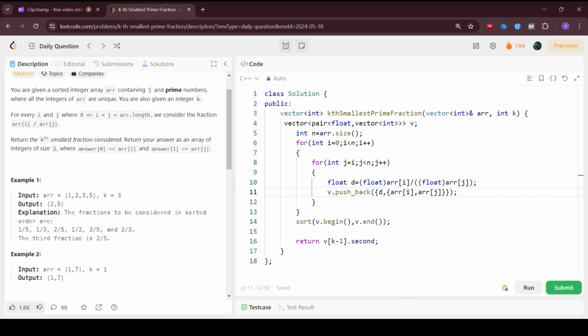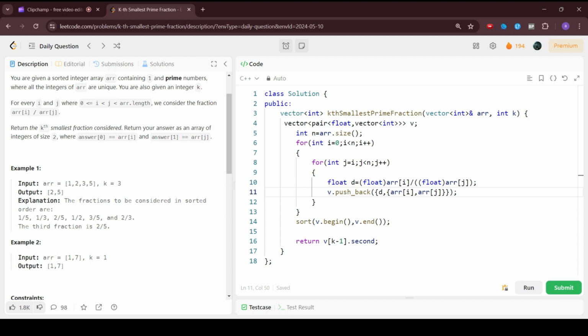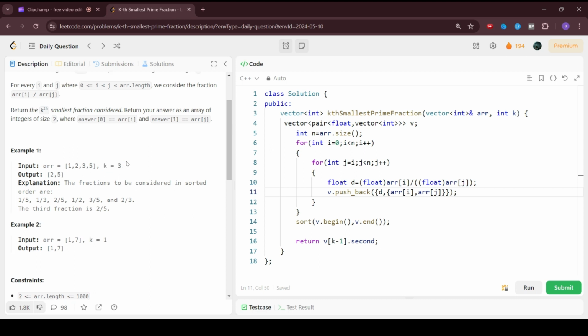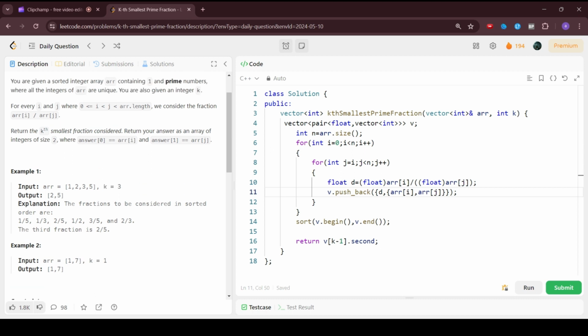And then for this, if we consider the fractions, there are going to be n times (n minus 1) divided by 2 different fractions that we can make, and out of those we need to return the k equal to 3, the third smallest fraction.